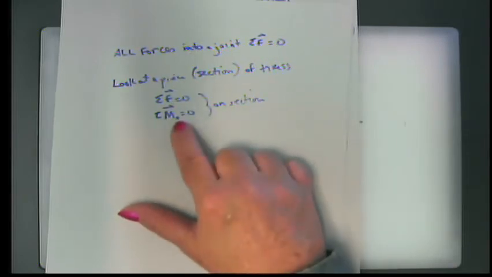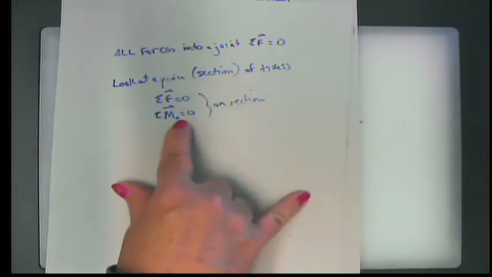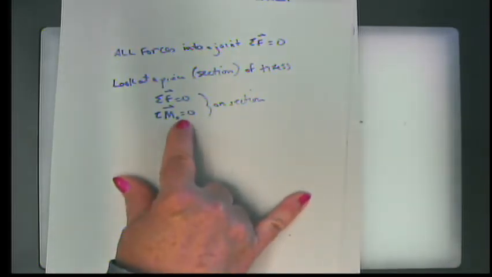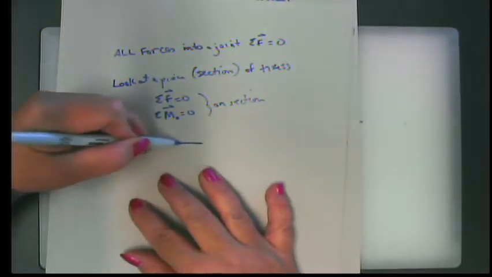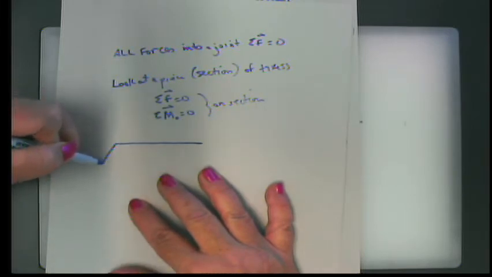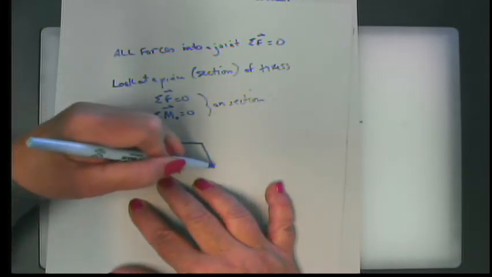So when you do the method of sections, you don't just have the summation of forces x, summation of forces y. You also have summation of moments about any point on the section. So what we're getting at here is on this example, you can go ahead and redraw the truss a little bit, and then I'll do the section that they talk about.